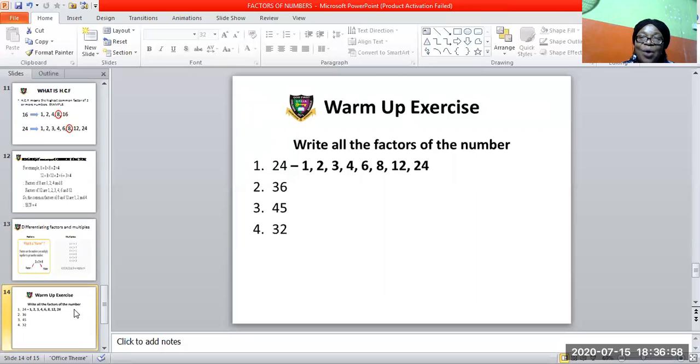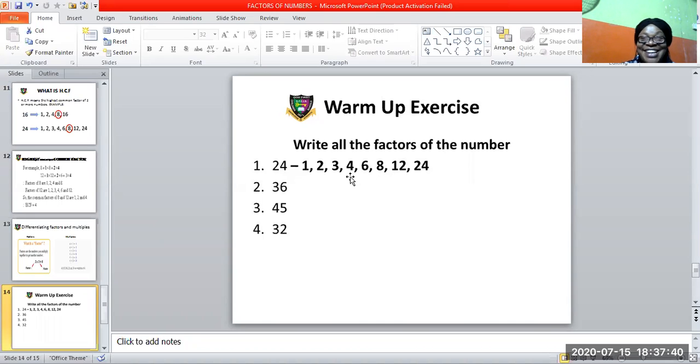That means find out all the numbers that can be multiplied to get 24 without remainder. Always remember, without remainder. Therefore, according to what we have on the slide, we have 1, 2, 3, 4, 6, 8, 12, and 24. All right? Okay. So, what about 36?